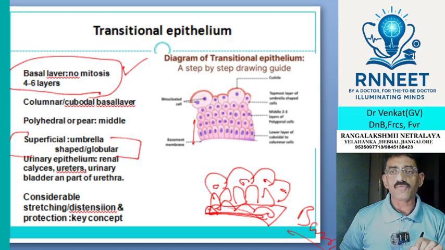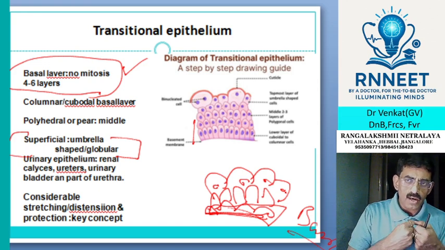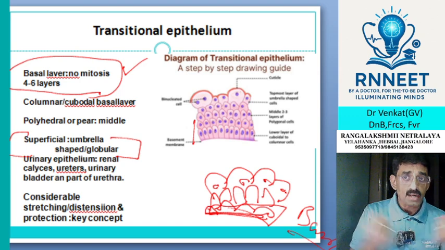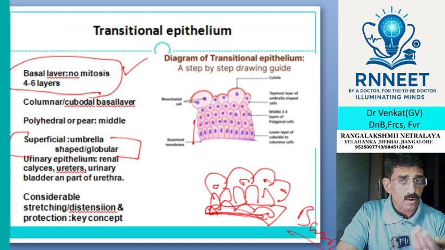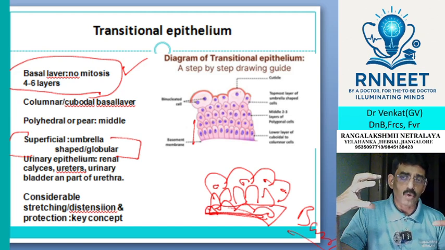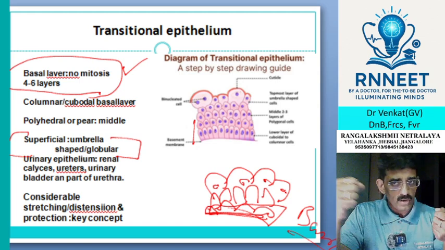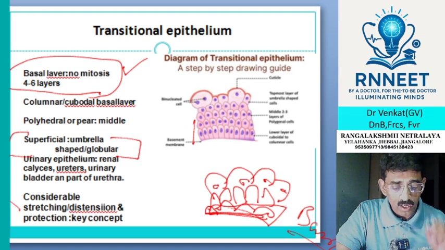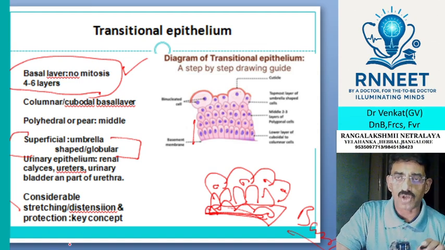Now the main reason for them being in different layers is that it allows a great amount of stretchability. It can distend, it can expand, and so that is why your urinary bladder, as more and more urine gets accumulated, is able to stretch itself so much. The muscle also stretches, the epithelium inside also has to stretch and accommodate, and so therefore it needs a high amount of stretchability. So stretchability, distension and protection is the key word for transitional epithelium.